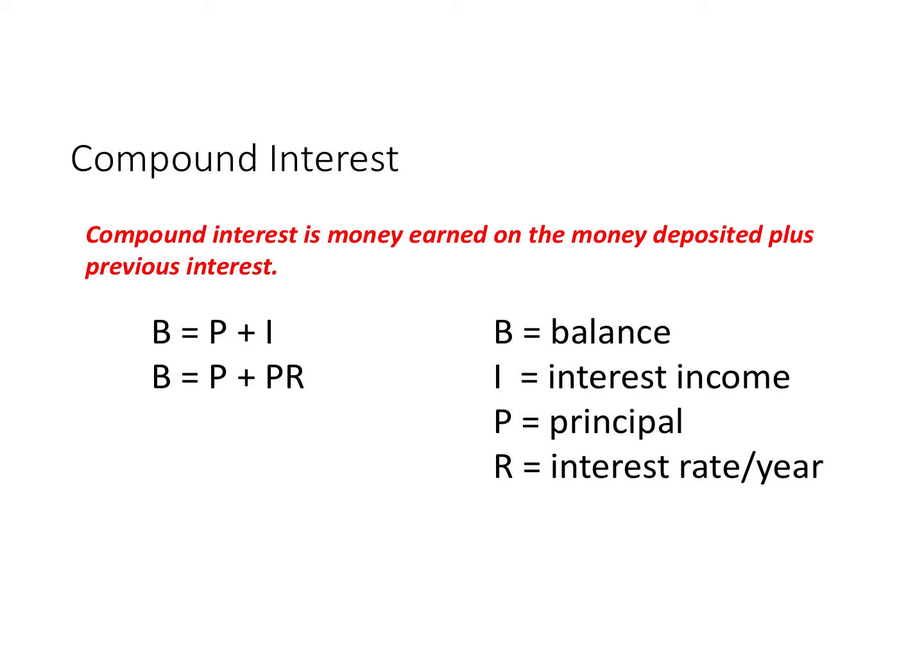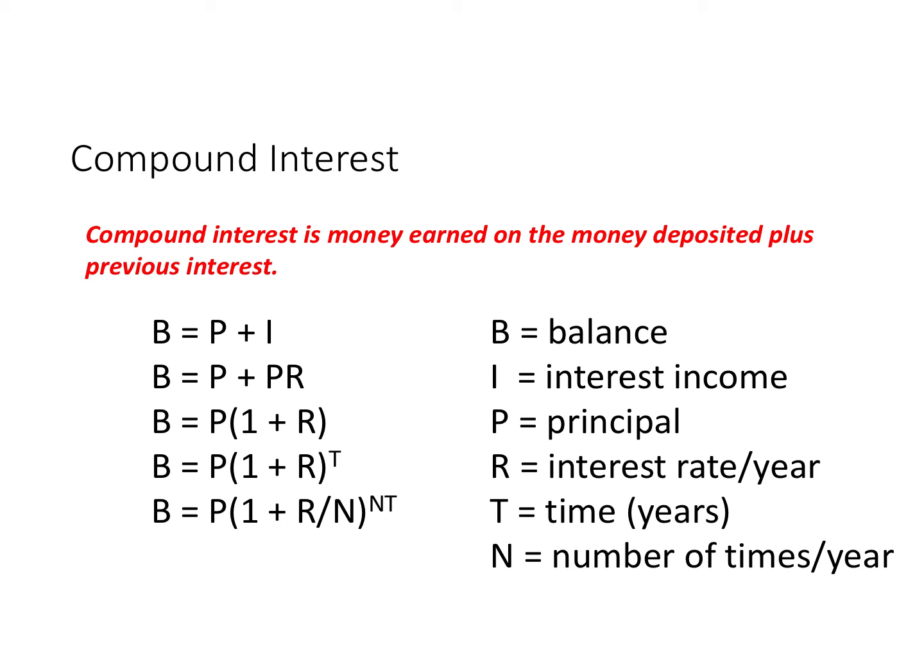And as we learned when we were talking about simple interest, the interest income can be represented as the principal times the interest rate per year, or B is equal to P plus PR. So we can take this a step further by mathematically factoring out the P and coming up with B is equal to P(1 + R). Now again, the interest rate is interest rate per year, so we can add the T for the time in years, because in 1 year we would have P times (1 + R), but the second year we would have an additional (1 + R). So basically you end up with B is equal to P(1 + R) raised to the T power, where T is the time in years.